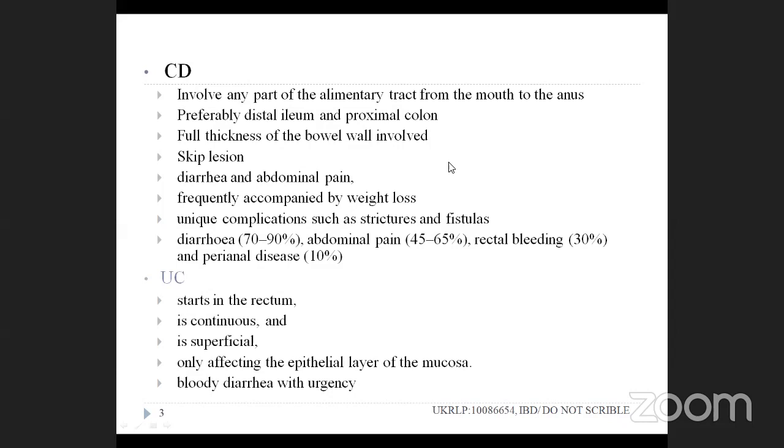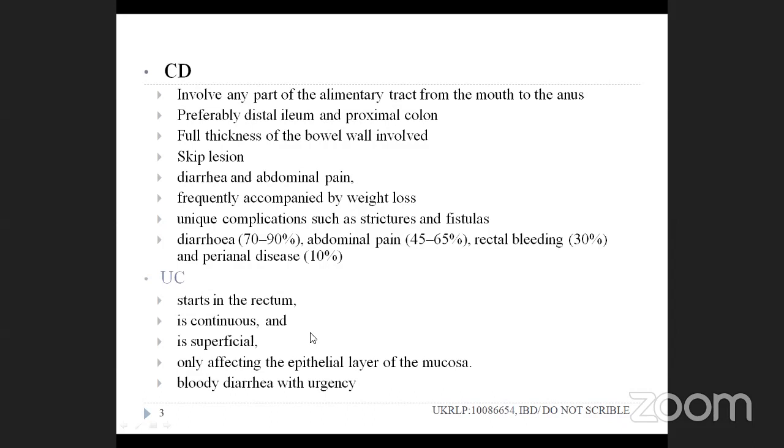Coming on to ulcerative colitis, it starts in the rectum, and as I said, it ascends up on the left side of the colon, and then there can be a pancolitis or complete involvement of the colon. And there is something called backwash ileitis. The terminal part of the ileum can get involved because of ulcerative colitis, and that is called backwash ileitis.